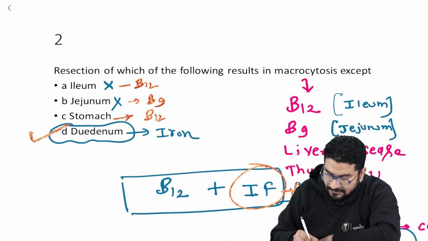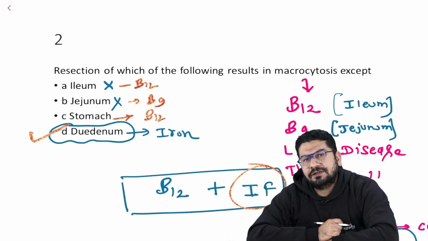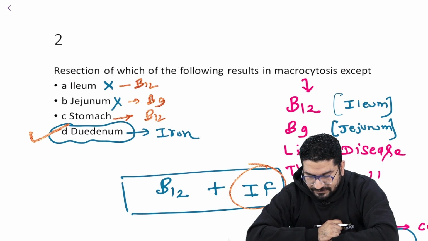So duodenum, if you reject the duodenum, the patient will develop mainly iron deficiency, not macrocytosis. Iron deficiency is microcytic anemia. Clear? So the answer for this question will be duodenum.